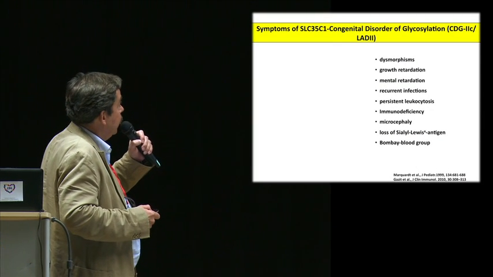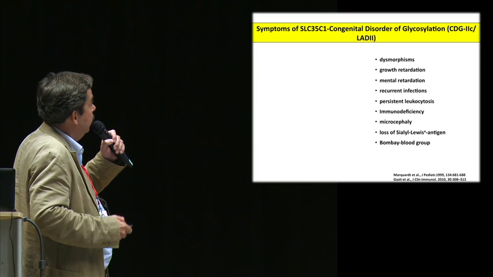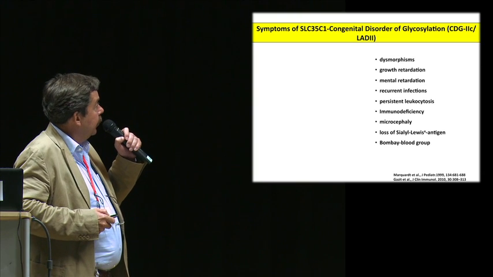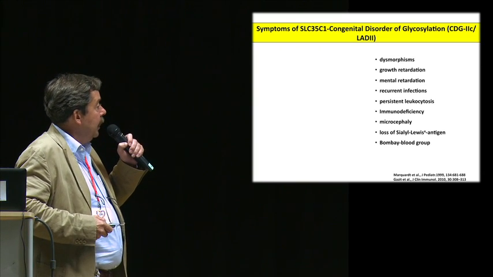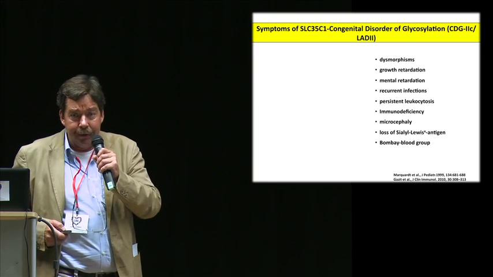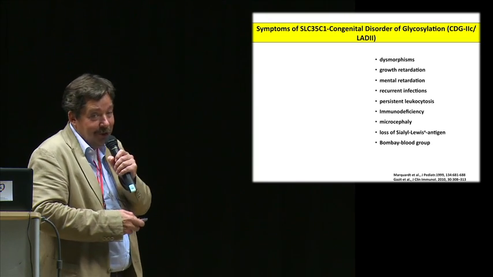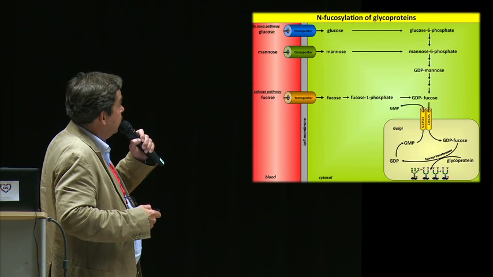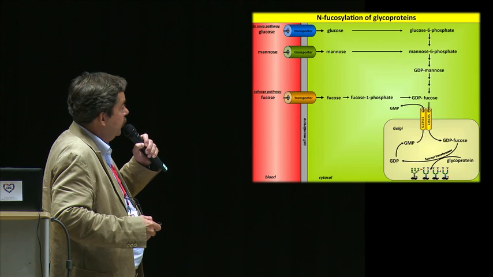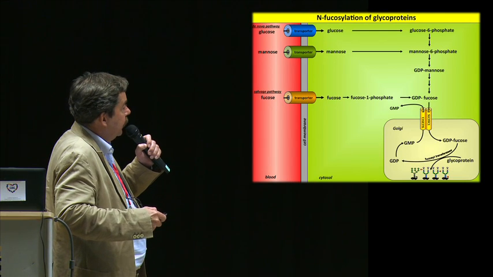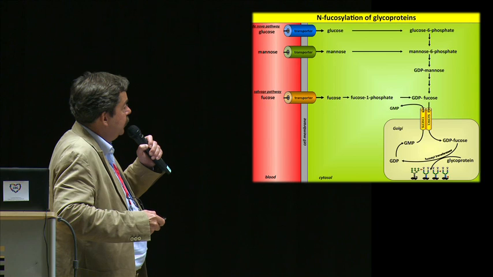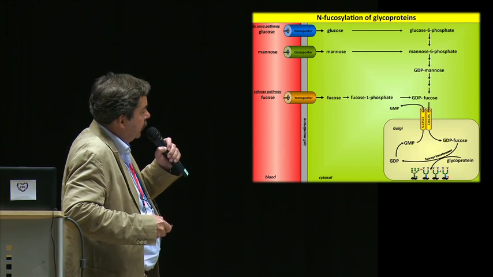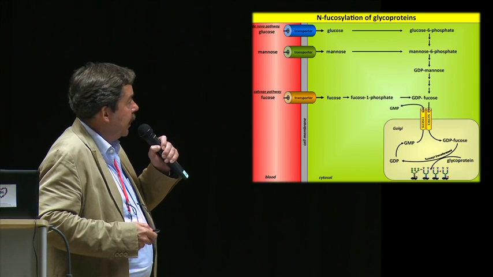CDG-2C, also called pharmacological LAD-2, is a defect in the Golgi transporter of GDP fucose, and it was Thorsten Marquardt, who gave his talk already, who found it first. What is affected in these patients is this transporter, which brings the GDP fucose into the Golgi apparatus, where the fucose is then translocated to newly synthesized glycoproteins.